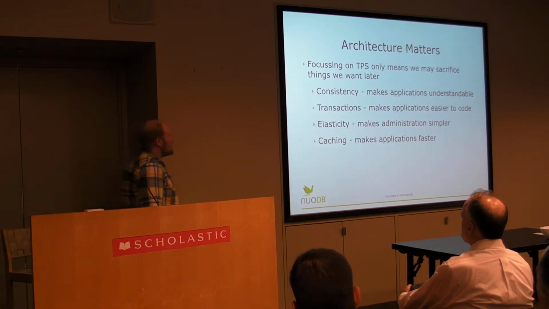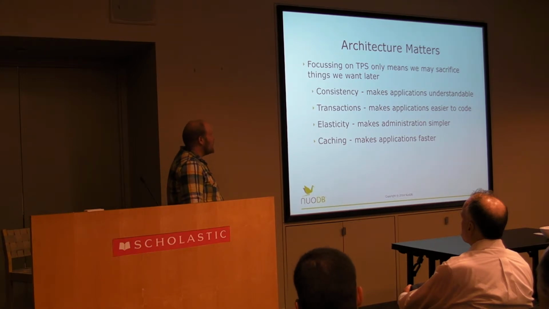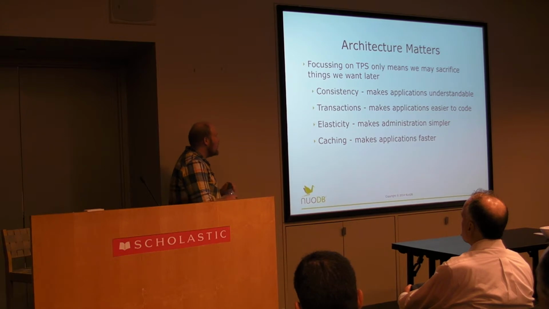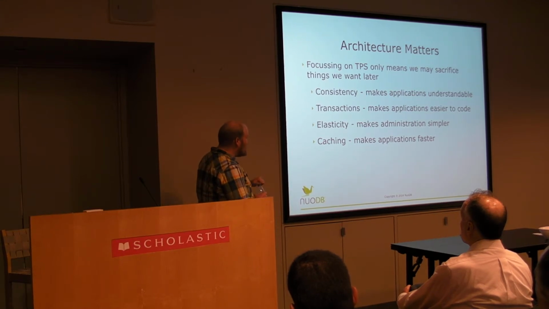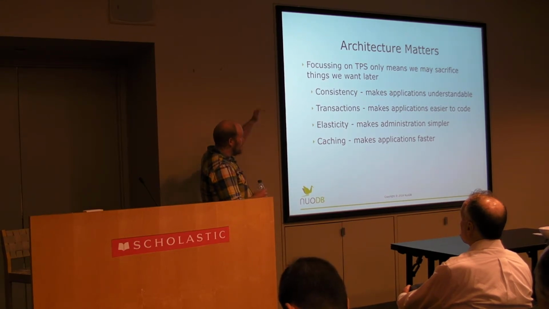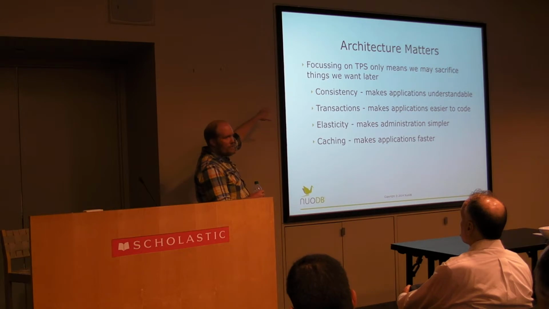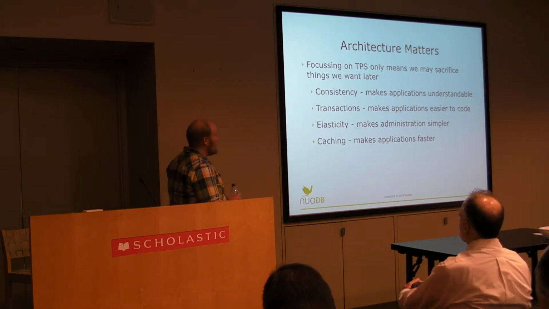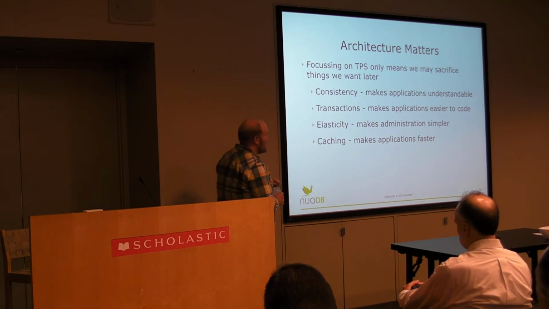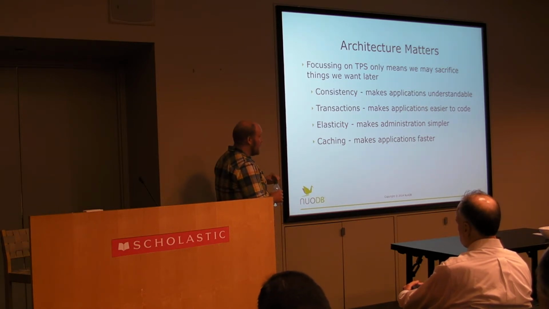So basically, architecture really matters. If you focus only on raw TPS, then you're missing the bigger picture, and you may sacrifice things you want later. What people have noticed is that you want consistency because it makes applications understandable, which makes them much easier to implement, which saves you a lot of development time. You want transactions because it makes it easier to write applications that have to update lots of things.